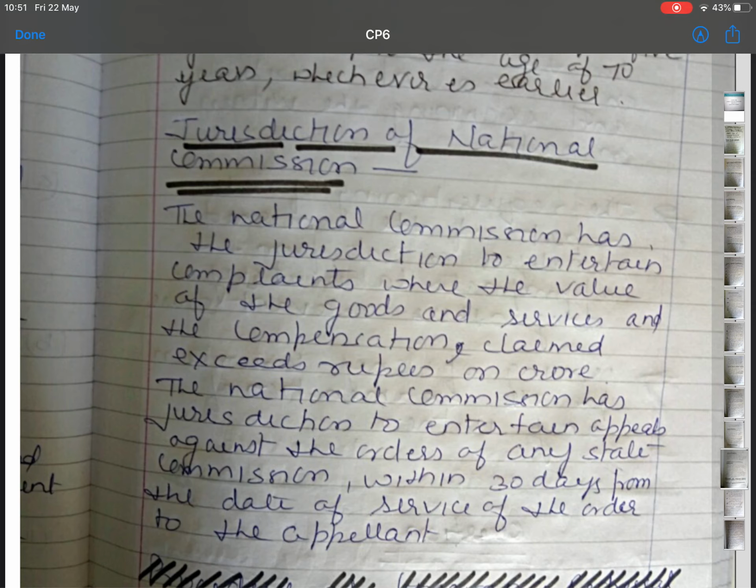So it is very clear from this: district forums, state commission and national commission. This is called the three-tier system of quasi-judicial mechanism for protecting the consumers.